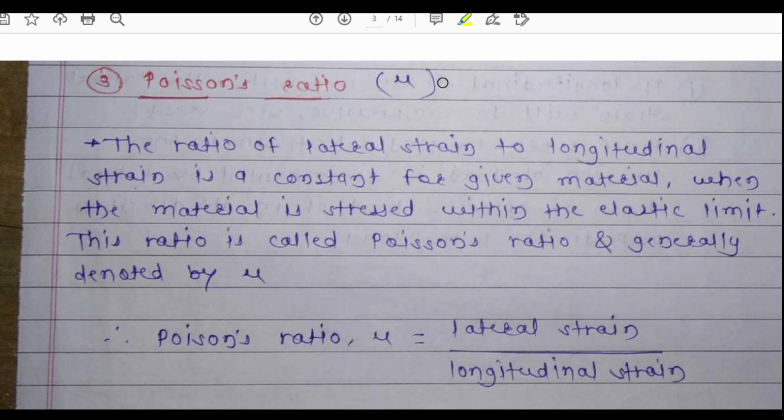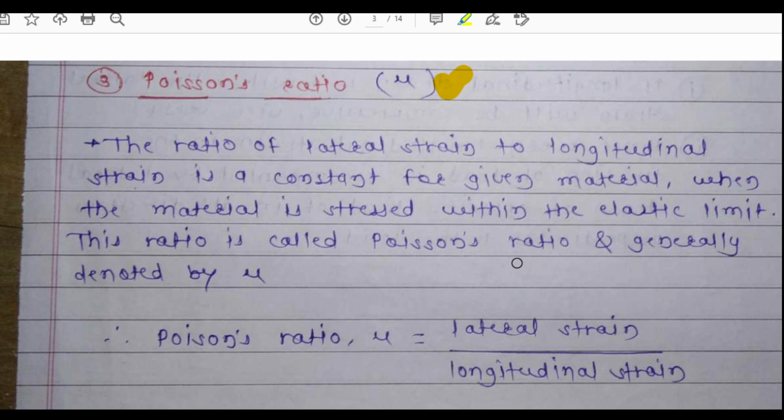This symbol is nothing but mu. Now the Poisson's ratio. The ratio of lateral strain to the longitudinal strain is a constant for a given material. When the material is stressed within the elastic limit, this ratio is called Poisson's ratio and is generally denoted by mu.